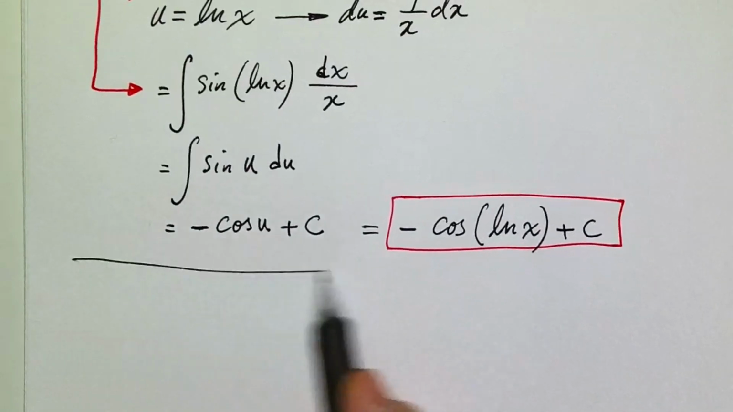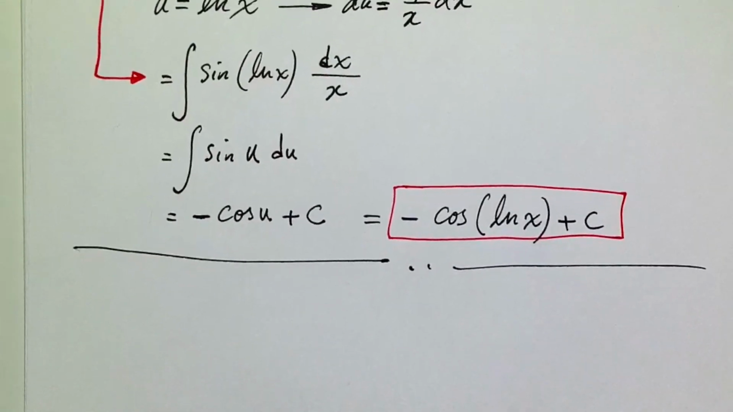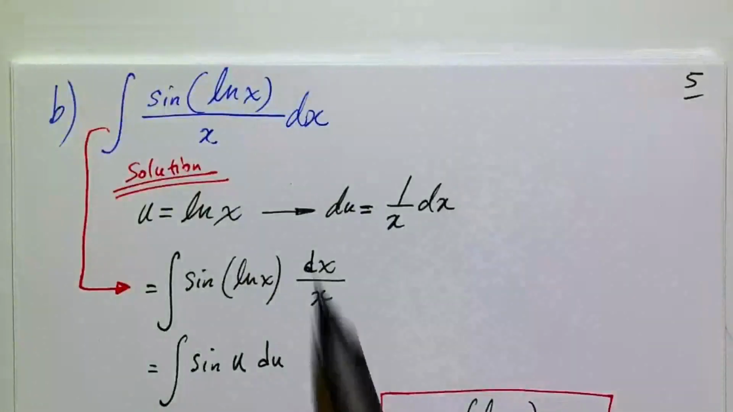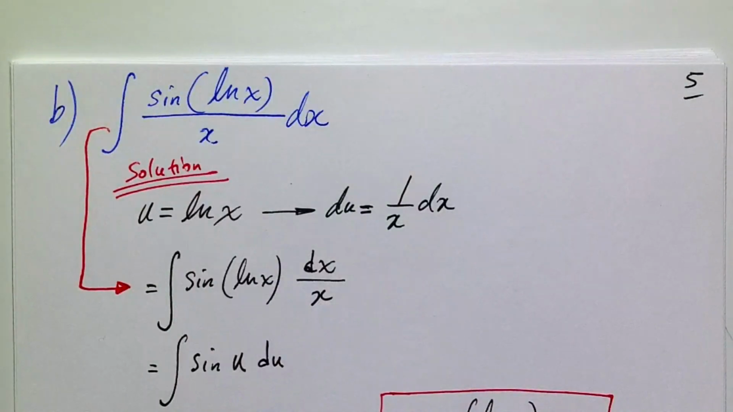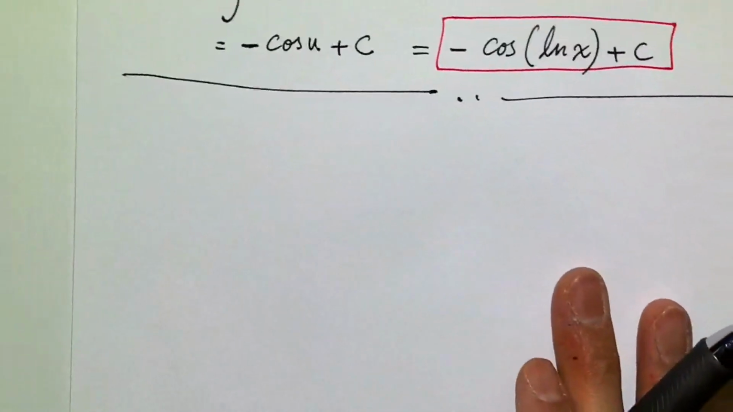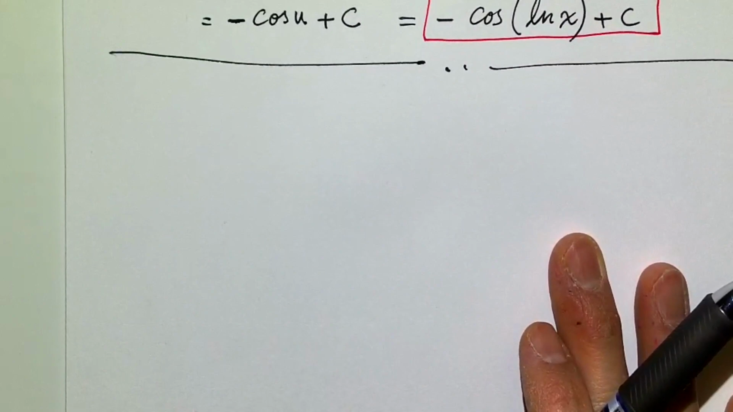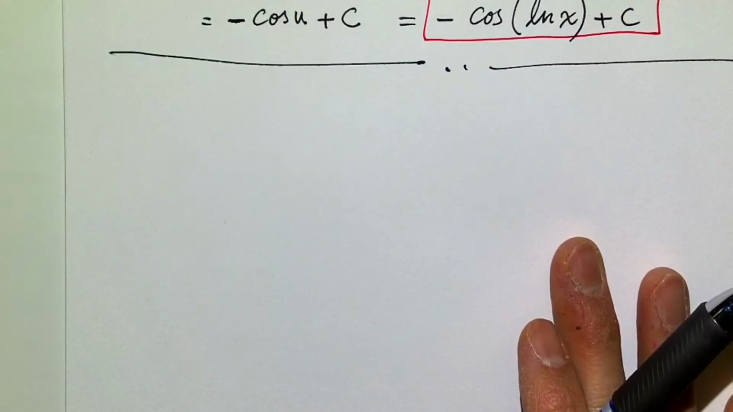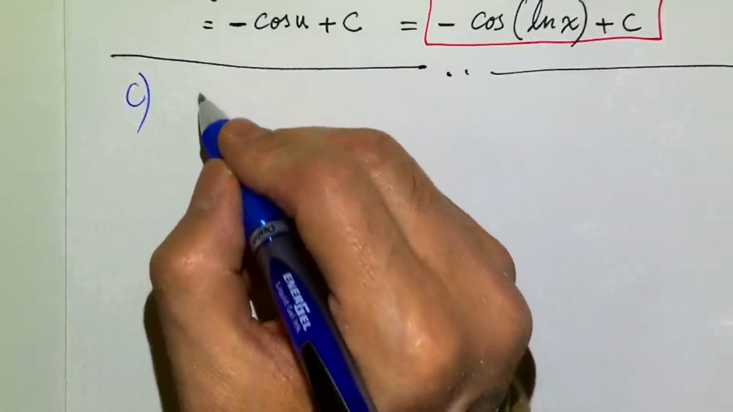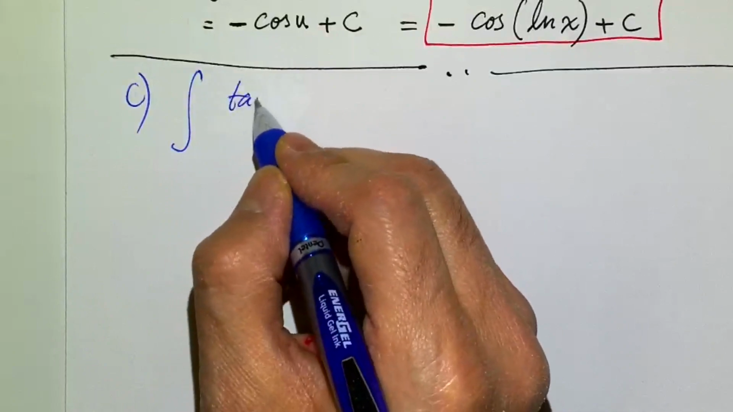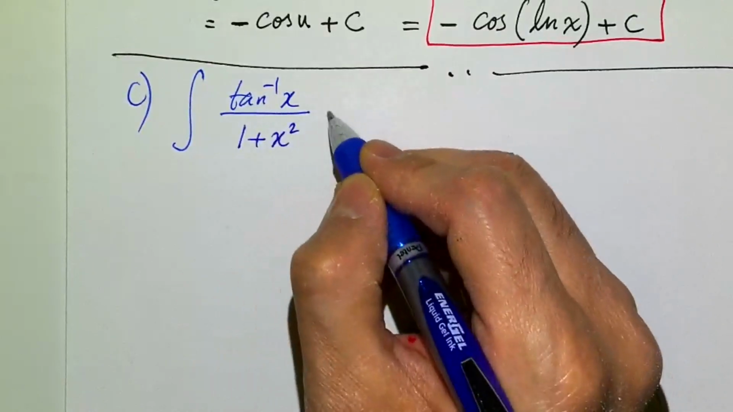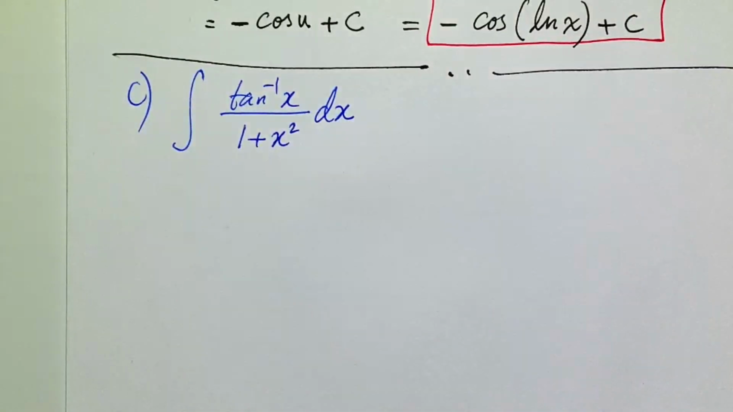Let's do one example involving tangent. Okay, so that way we cover everything. We covered natural log, sine, and before that we covered hyperbolic sine and hyperbolic cosine. So you have a good combination of examples from which you can see how this process works. Okay, so then this should be part C, and we want to integrate inverse tangent of x divided by 1 plus x squared dx. Right?